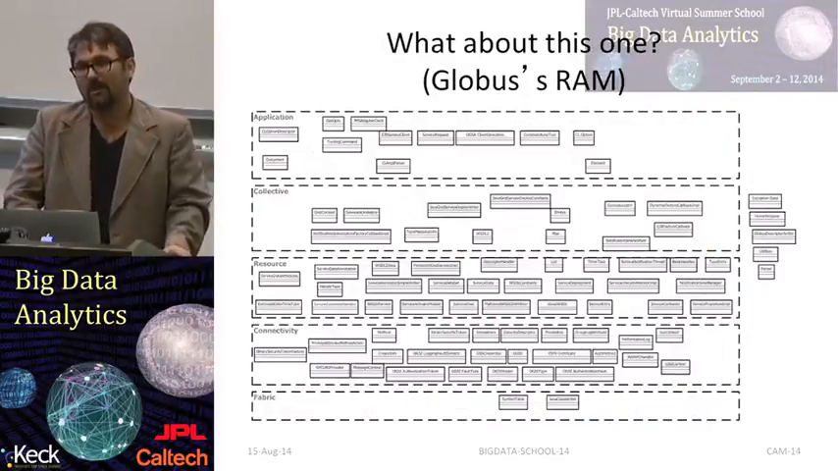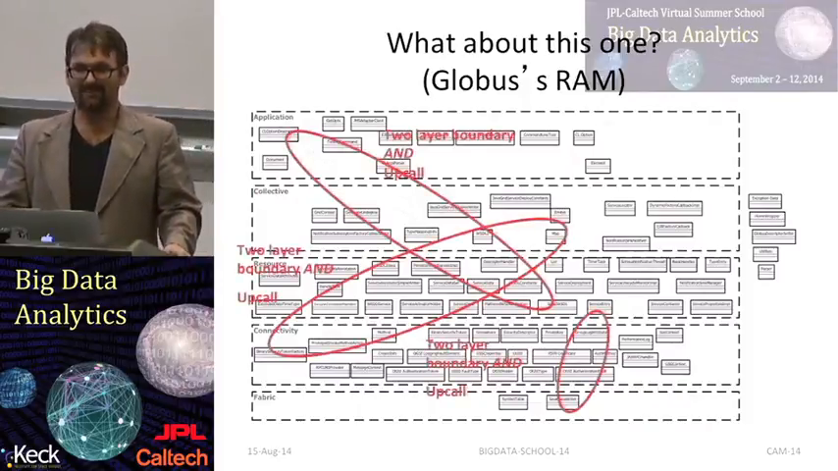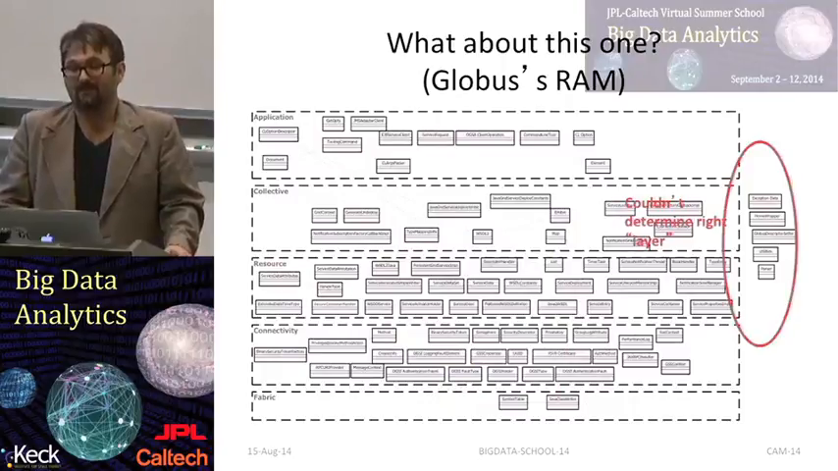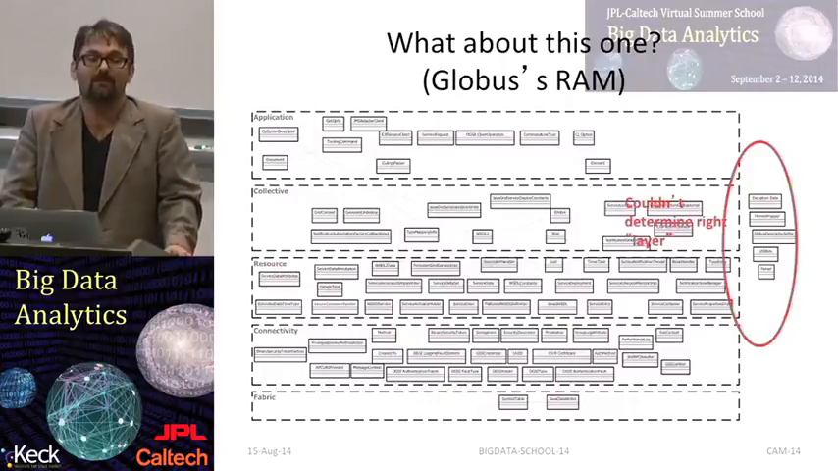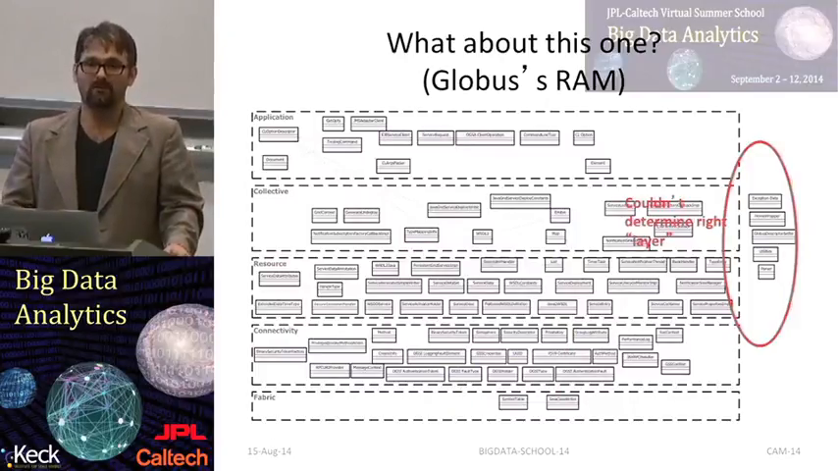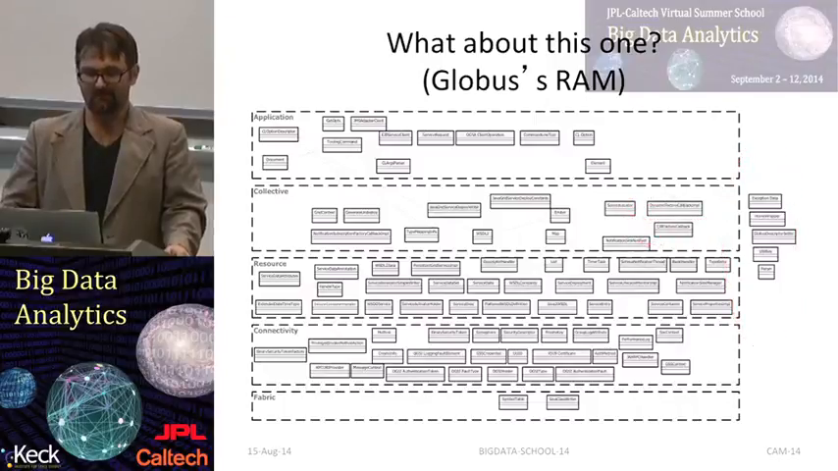What about this one? This is Globus's recovered architectural model. Okay? Whoa, 2-layer boundary and upcall. All 3 of them right there. What else? 5 components that we couldn't determine which went in the right layer. And Globus is a comparatively larger system than OODT, but it still exhibits the same, if not more, basic characteristics. And we found this in a number of the software systems that we were looking at.